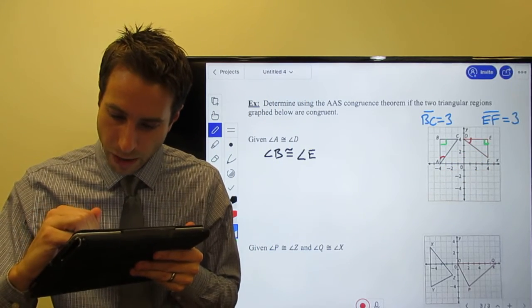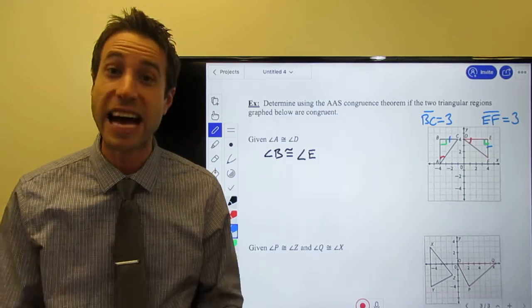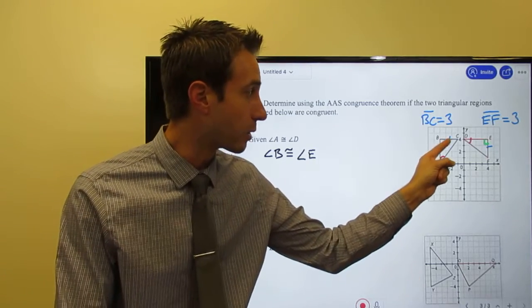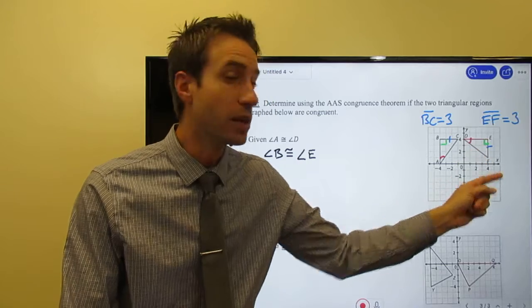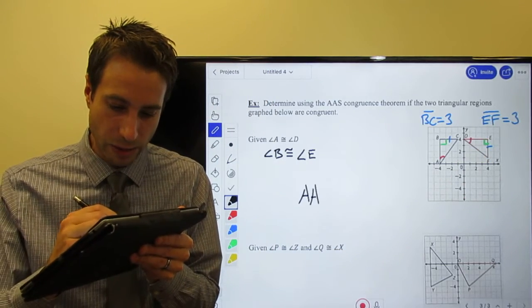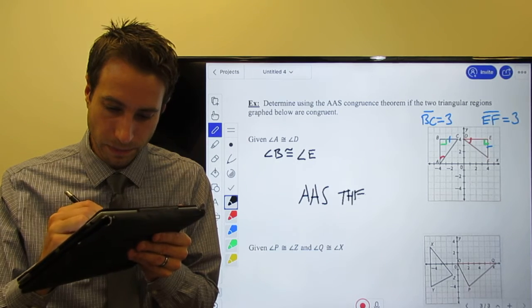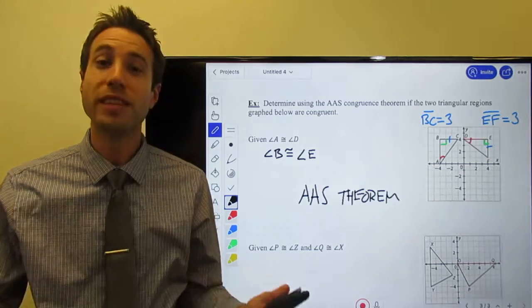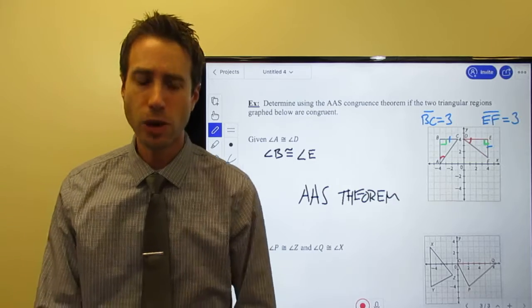So here's what I now know. That side is congruent to that side, and angle, angle, side, angle, angle, side. I have enough. I know, thanks to the angle, angle, side theorem, these two triangles are congruent. Let's try another one.